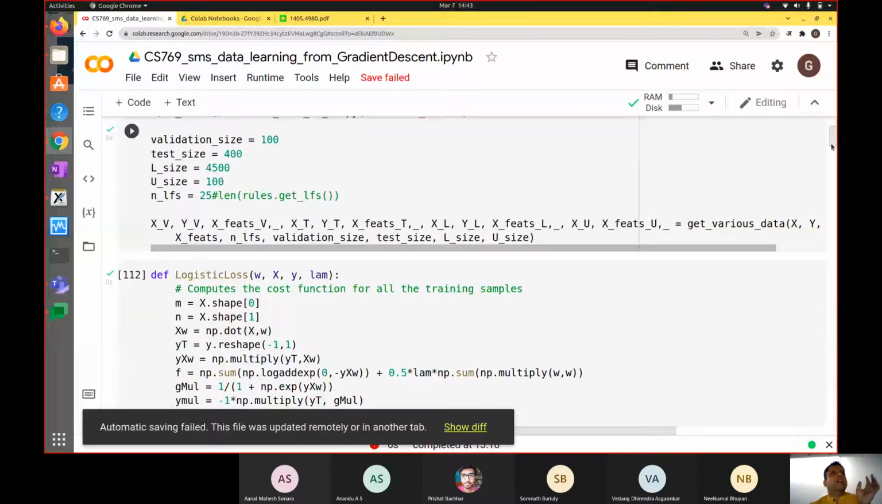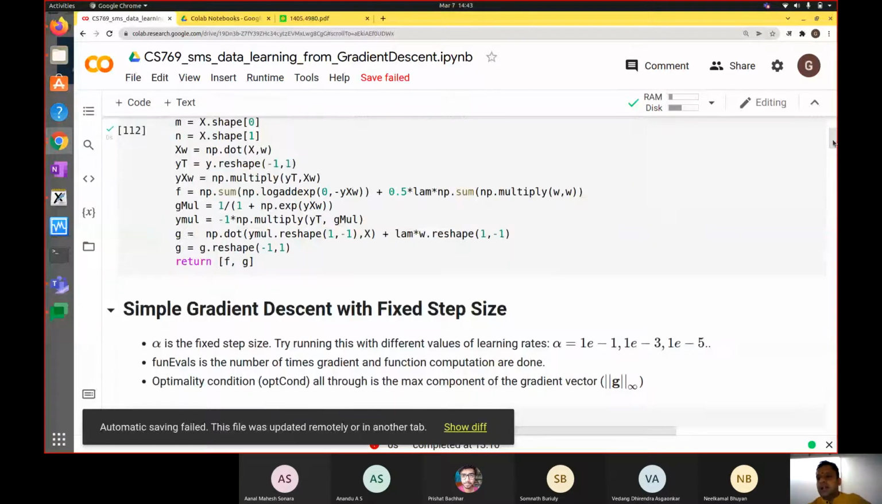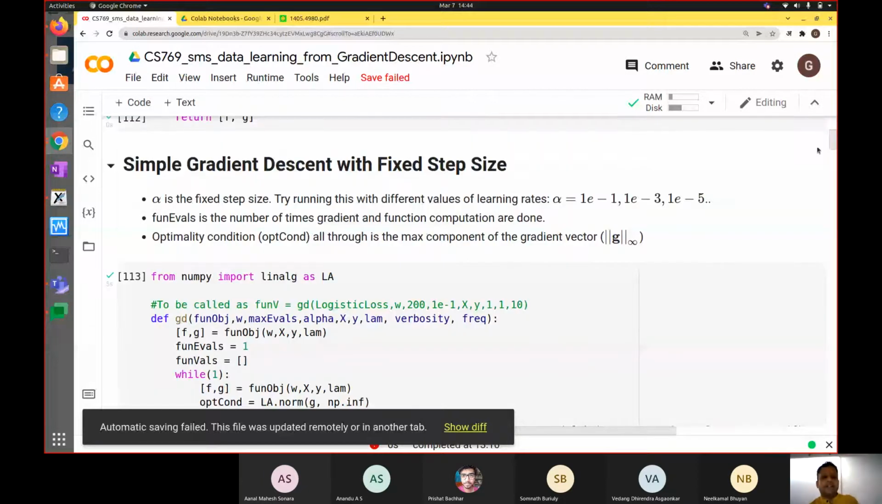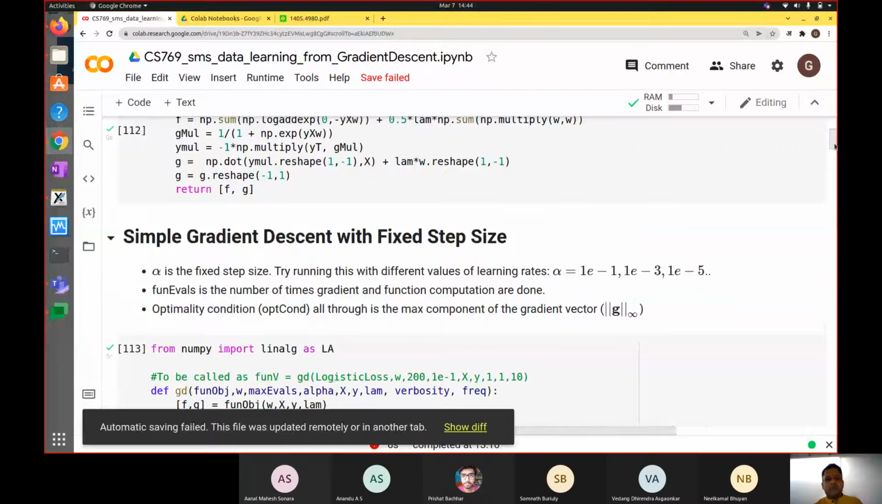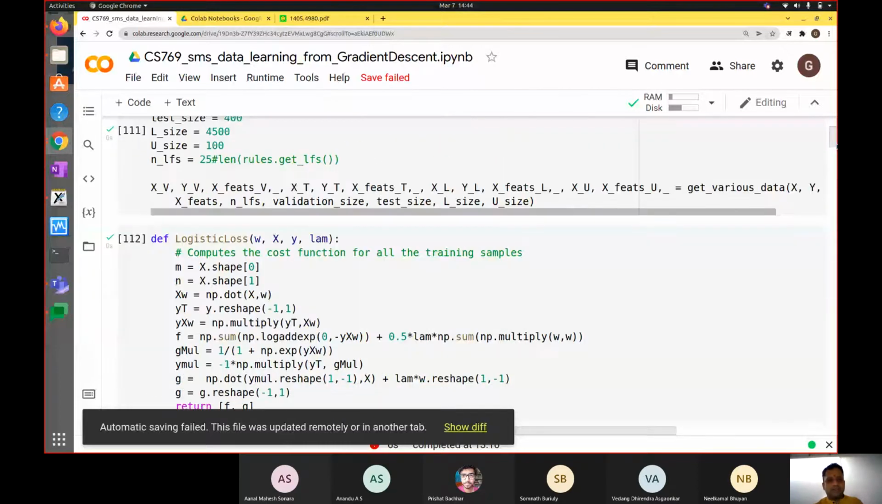So we have used the logistic loss. Is logistic loss strongly convex? No, right? Well, if you add a regularizer, you get it. Let's say for the time being we stay without the strong regularizer. So first thing is we'll do simple gradient descent with fixed step size. This is visible to everyone? Beginner, right? And we have a fixed step size. We can try with different learning rates, but I will use some fixed step size.